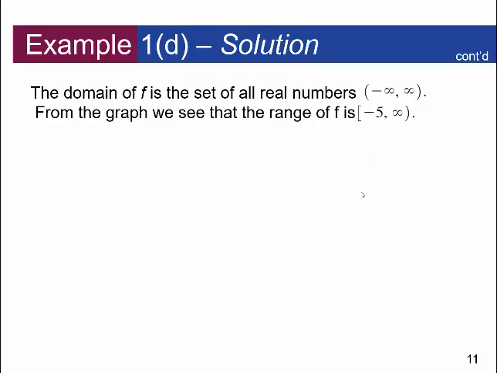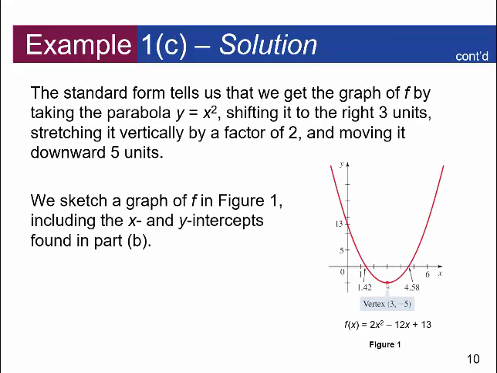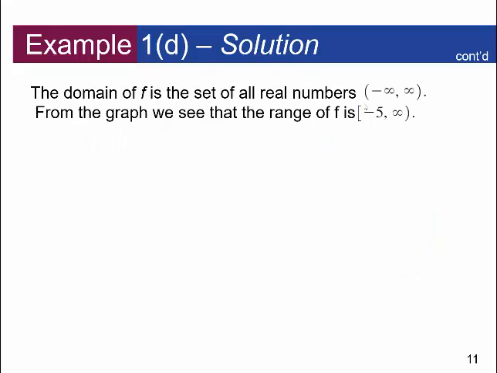And we see from the graph the range. The lowest possible value is negative 5. And then it goes all the way up to positive infinity. Okay, so that's the range.